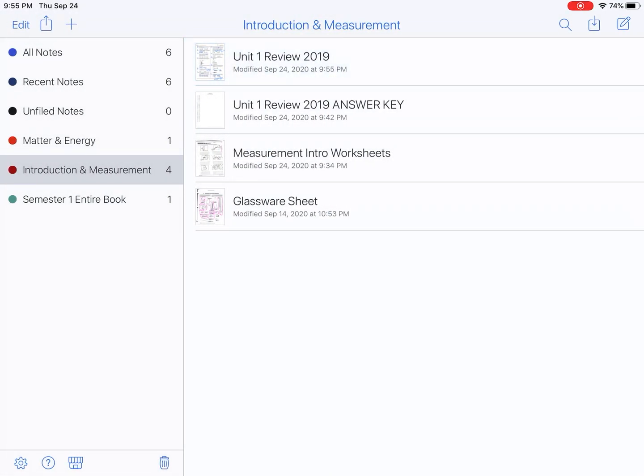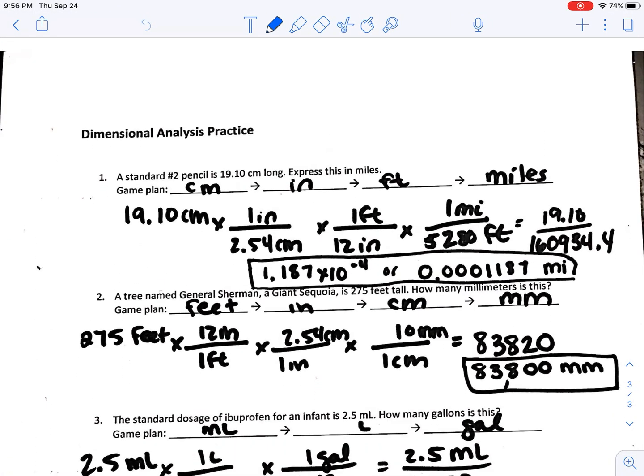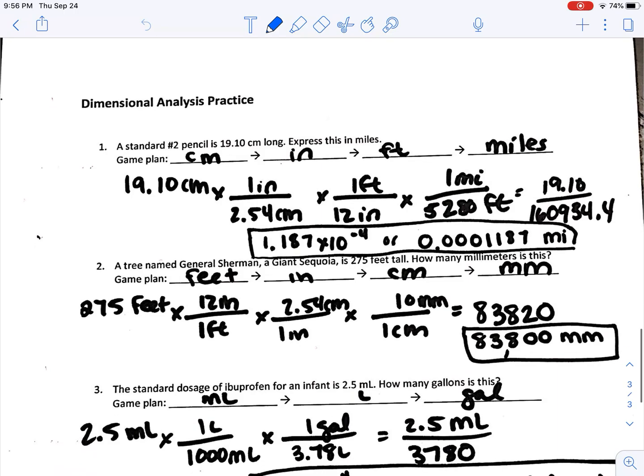Then I wanted to show you the last page. So there's a lot here. So the first thing you should always do is the game plan. So if you start with centimeters and you need to go to miles, break it down or build it up into smaller increments. So centimeters can go to inches, can go to feet, can go to miles. Some of these conversion factors you'll be given. Some of them I expect you to know. But you always have to cross out what you don't want.